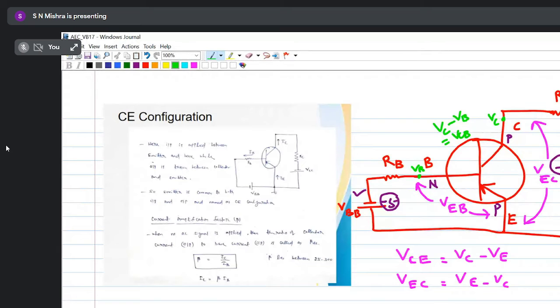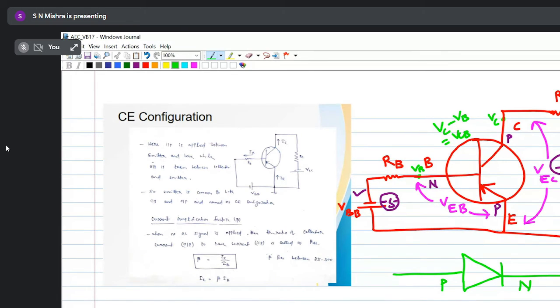So what is my assumption? P side should have lower potential and N side should have higher potential. Then only the collector base junction should be reverse biased. Yes or no? Yes, sir. If I take diode, let us take this diode. Okay, this is P, this is N. So here N means this one, P means this one. So I want to reverse bias this one.